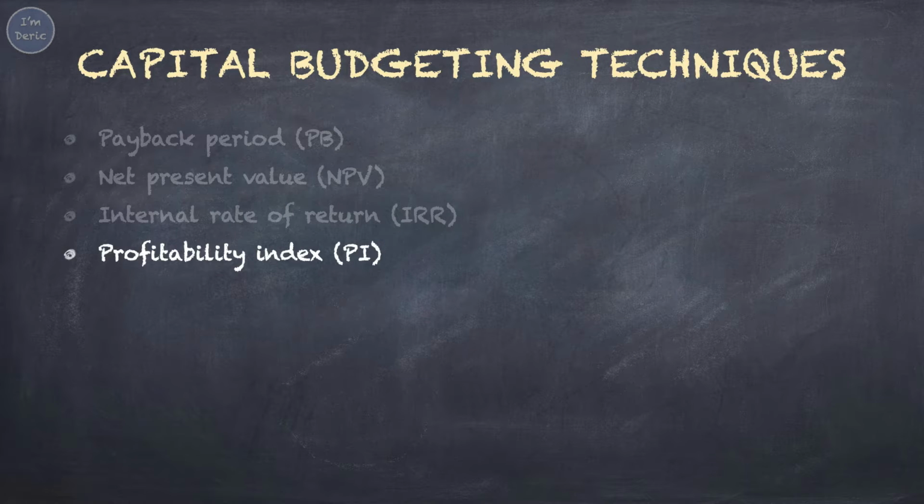Fourth, Profitability Index, PI. PI is used to evaluate the attractiveness of an investment by comparing its potential returns to its initial cost. A PI greater than 1 indicates a potentially profitable investment.